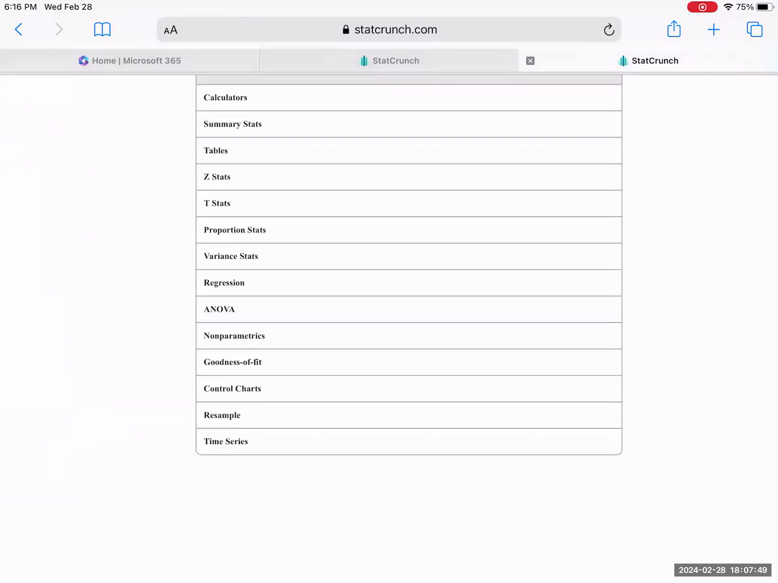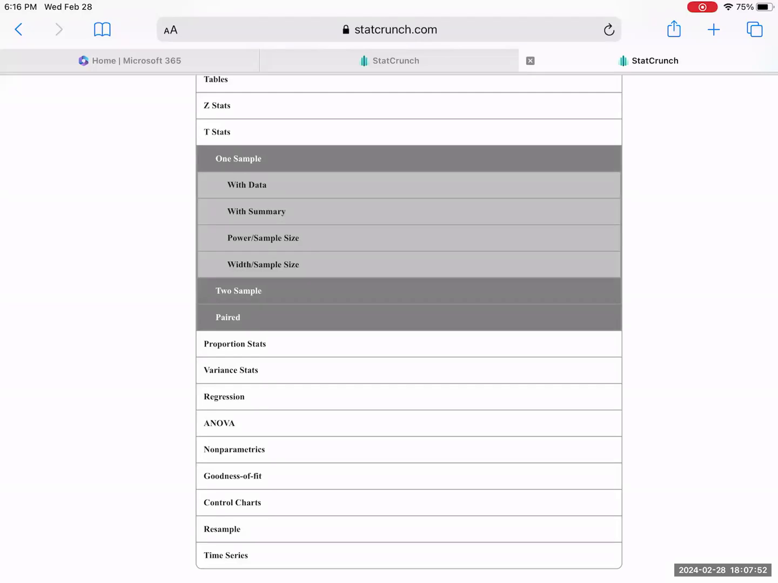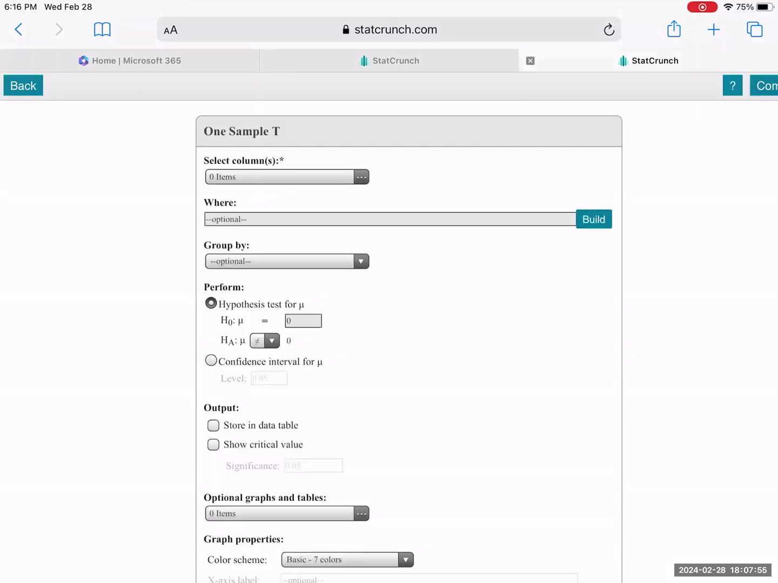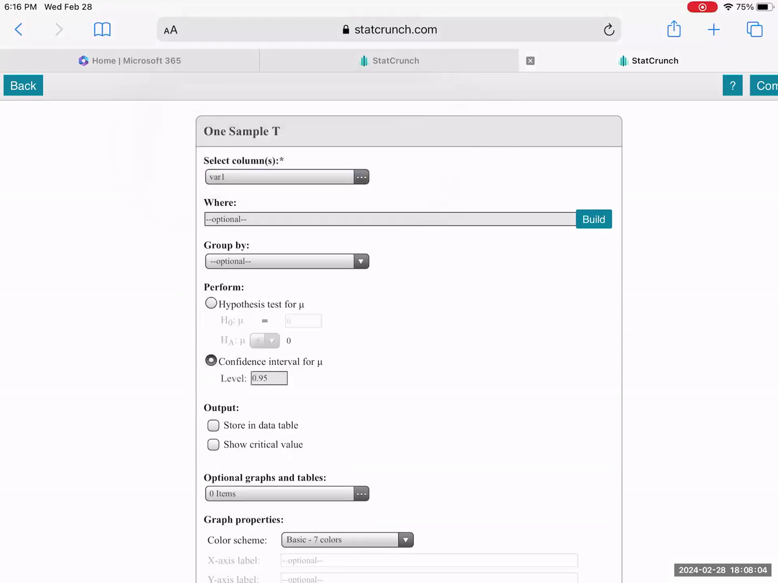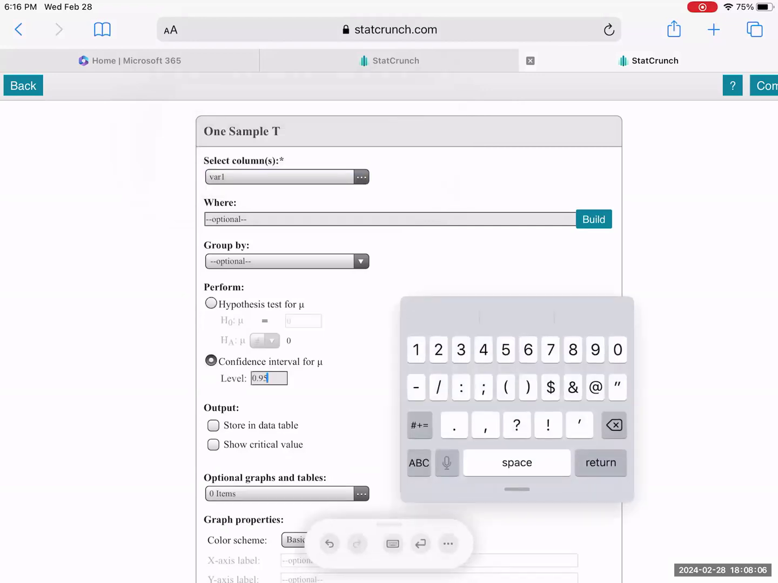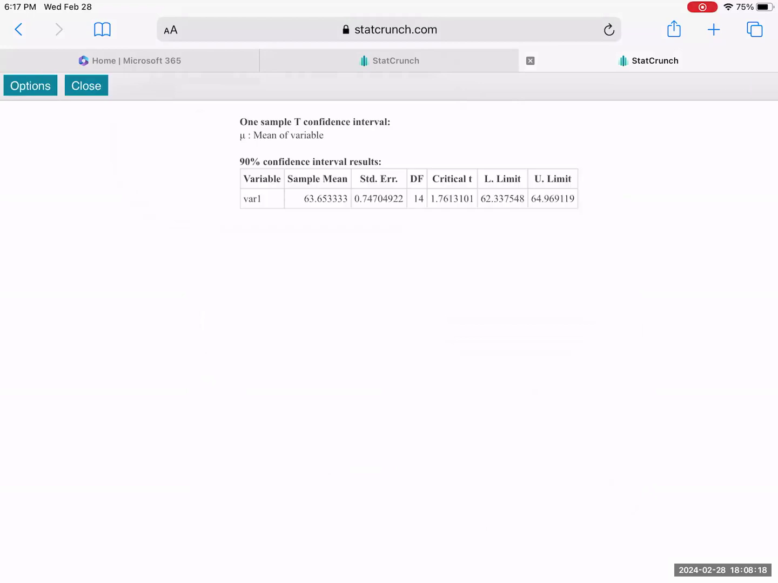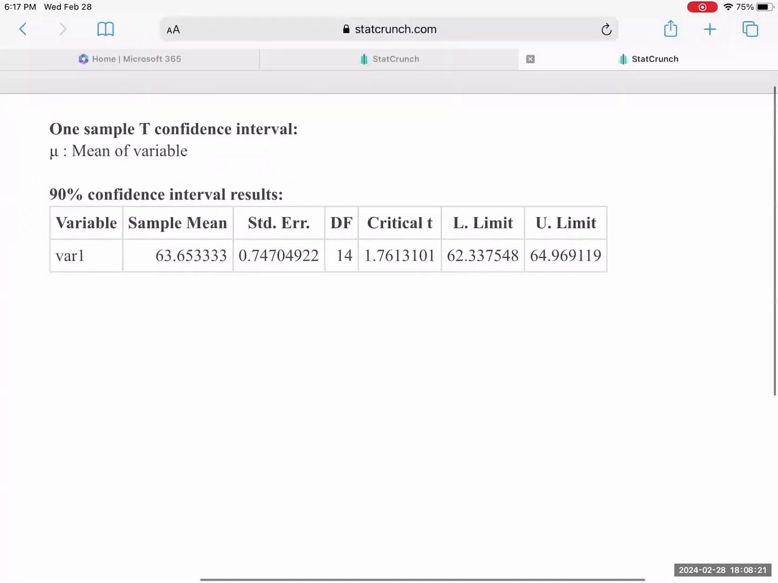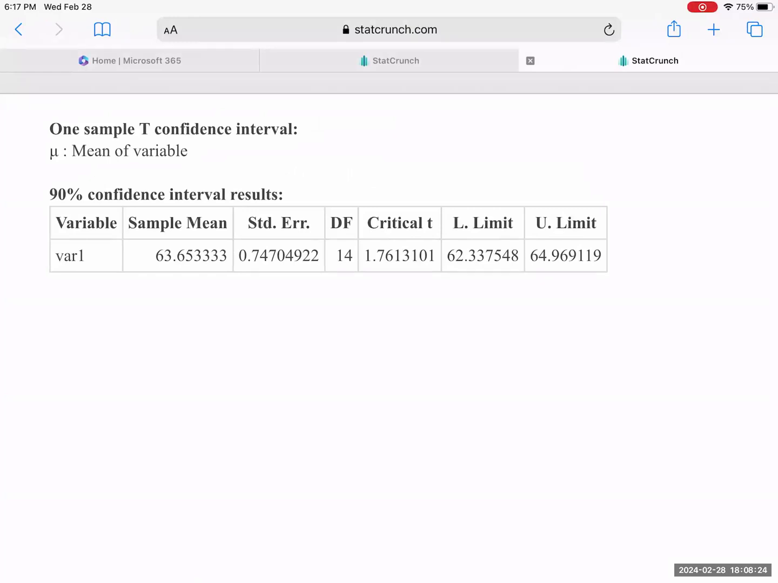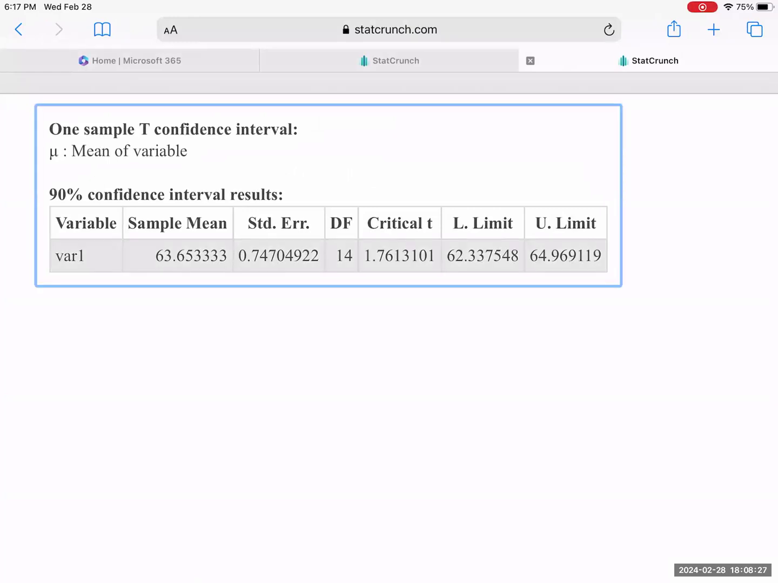But we're going to go to t-stats and one sample, and then just do with data instead of with summary. All I have to do there is select my column. So I'm going to select my column of data, and then we change the confidence level. What was the confidence level for this one? I think it was 90. And then show critical value just in case we need it at some point. Then I get all that same information. I'm going to get my critical value, my lower limit, my upper limit, all the information that I need.